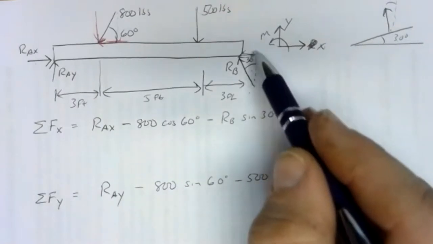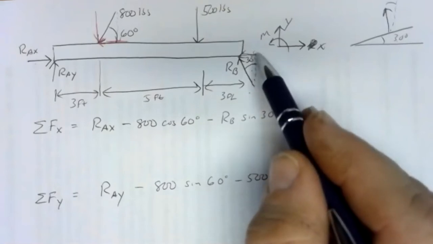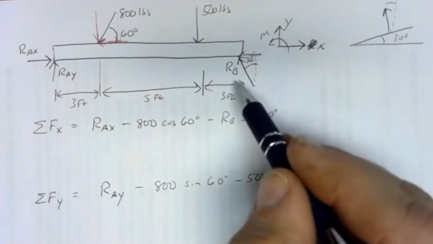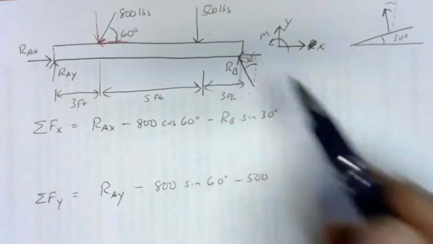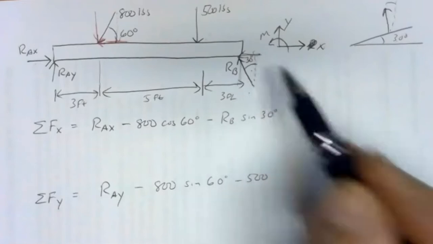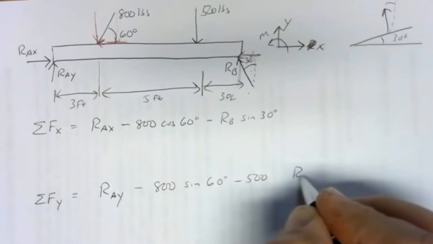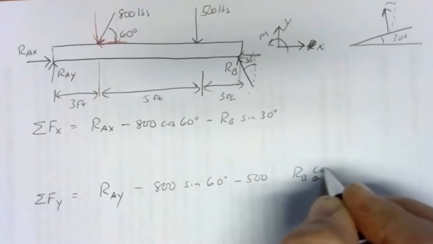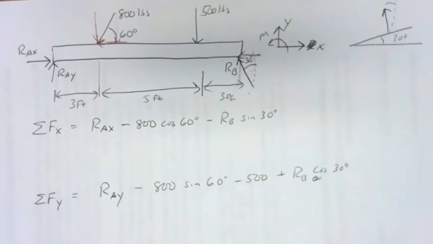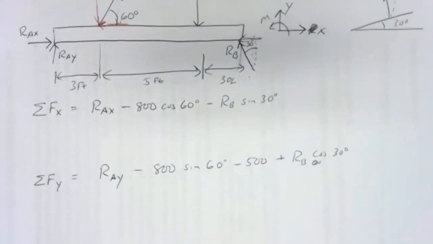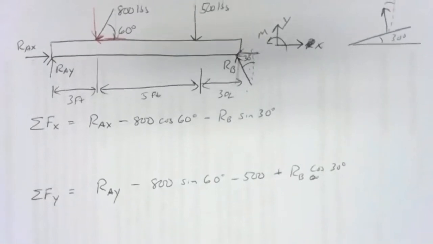And then we have the adjacent piece of RB. RB's adjacent piece should be like that somewhere. Adjacent goes with cosine, so RB cosine of 30, and that's up, so it's positive. So those are our sums of forces in the x and y direction, and unfortunately, neither of those right now can be solved because we don't have enough information.